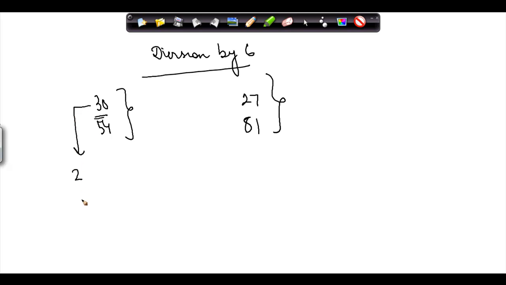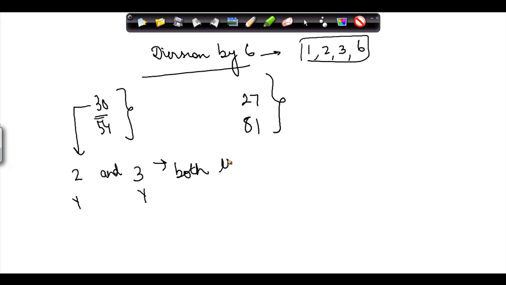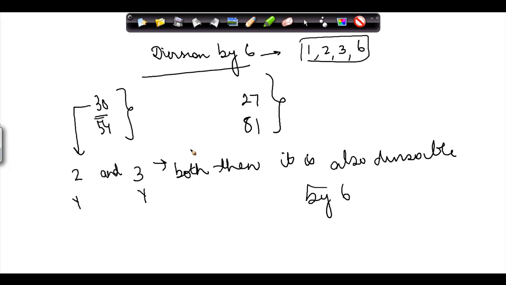Is this number divisible by 2? The answer is yes. 15 times 2 is 30. Is this number divisible by 3? Now, basically, if you see, the factors of 6 are 1, 2, and 3. And 6, of course. Now, so therefore, what we see is that if a number is divisible by 2 and 3, both, then it is also divisible by 6. It has to be both.